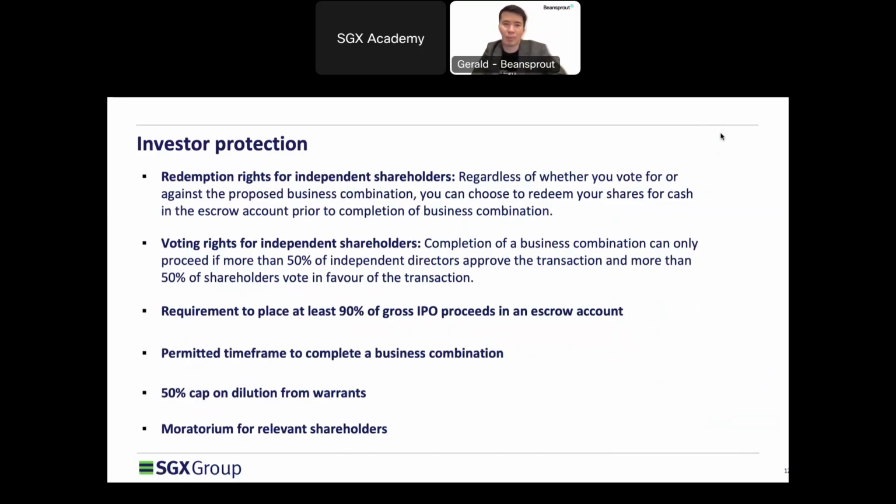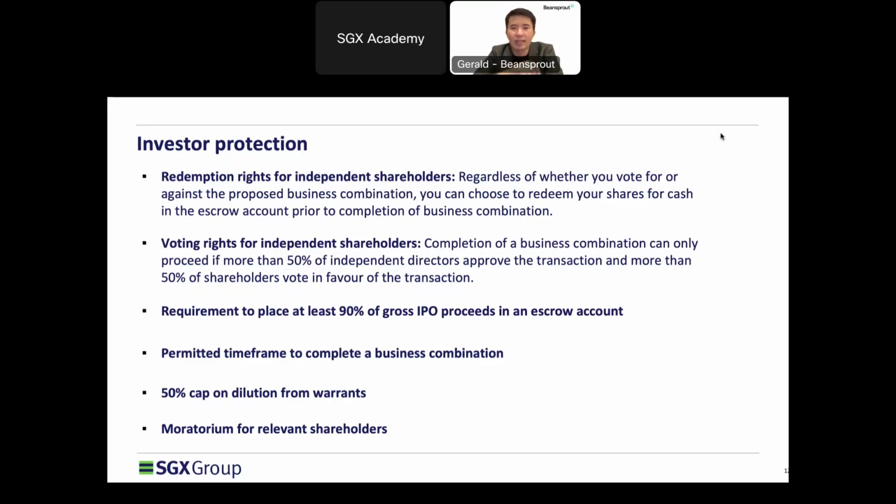Earlier I spoke about investor protection, so I also wanted to spend some time to do a quick recap around the different protection mechanisms in place for a holder of the SPAC shares. Number 1, redemption rights. Whether you choose to vote for or against the proposed business combination, you can choose to redeem your shares for cash, given that they are put into the escrow account before the completion of the business combination. First and foremost, that is a very important investor protection to take note of.